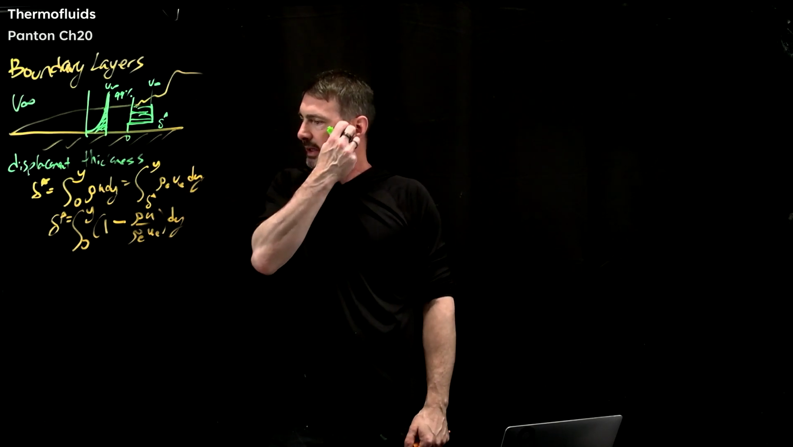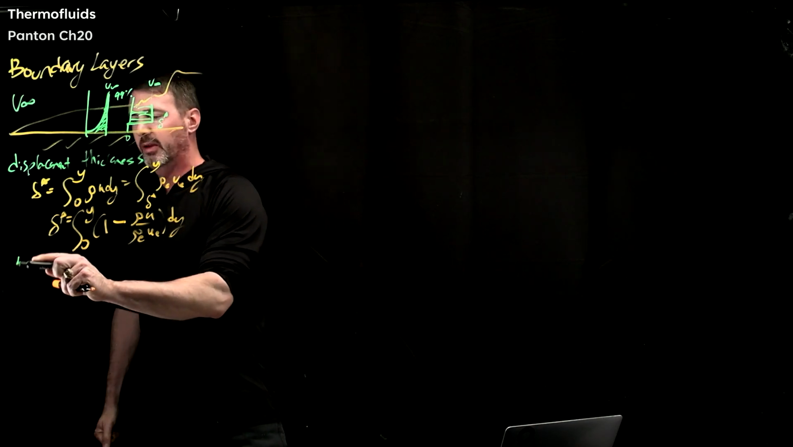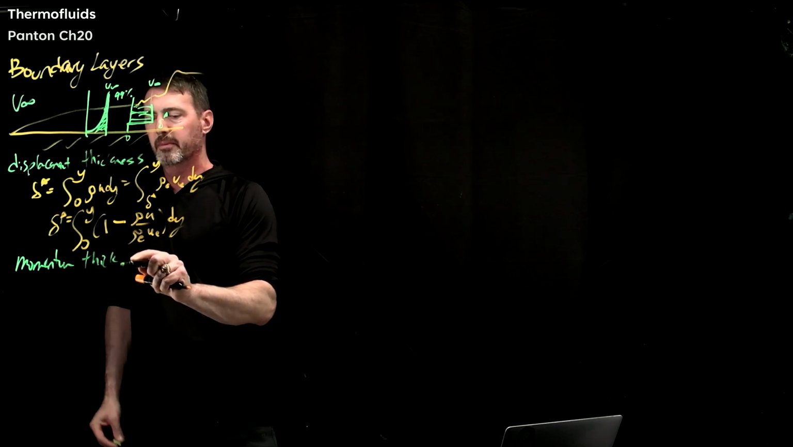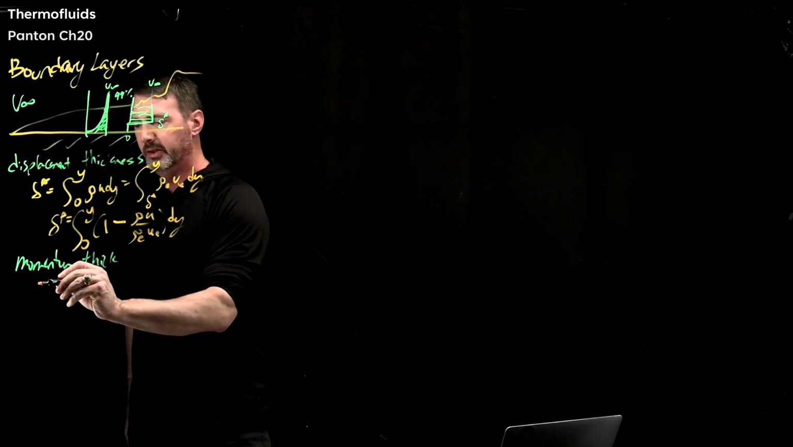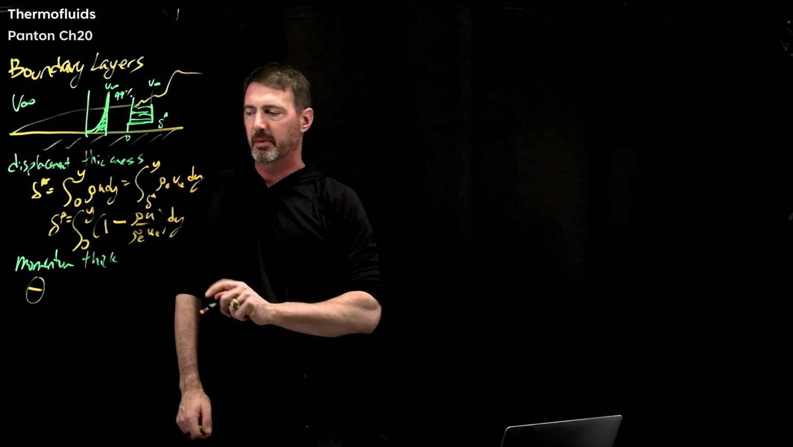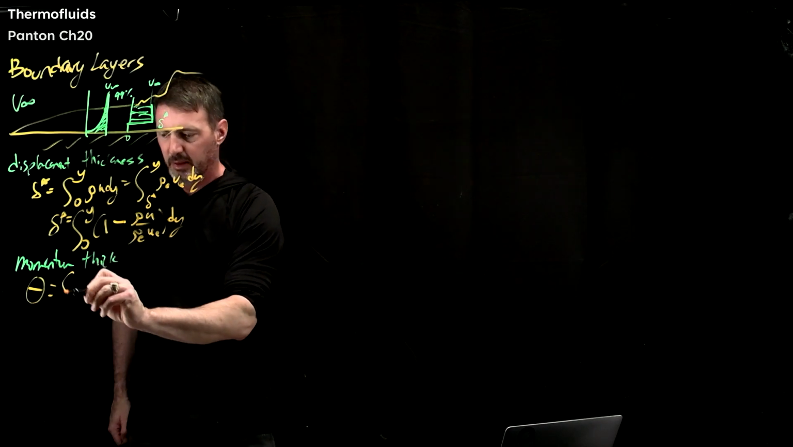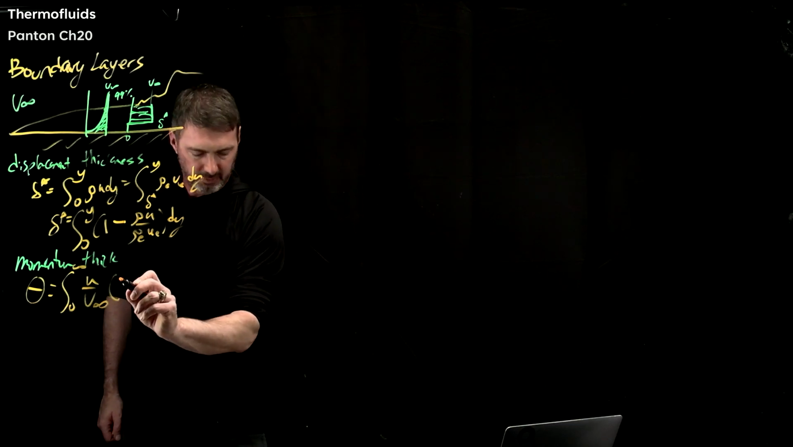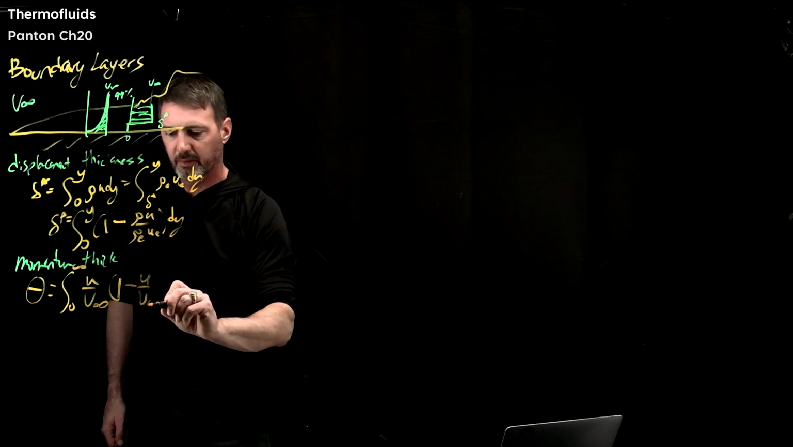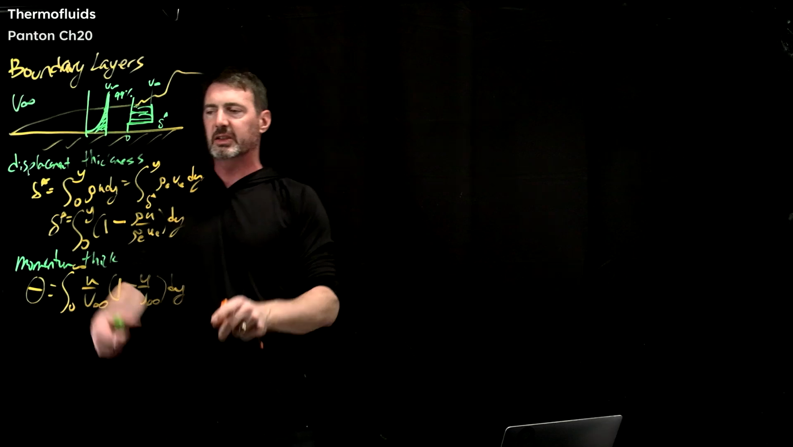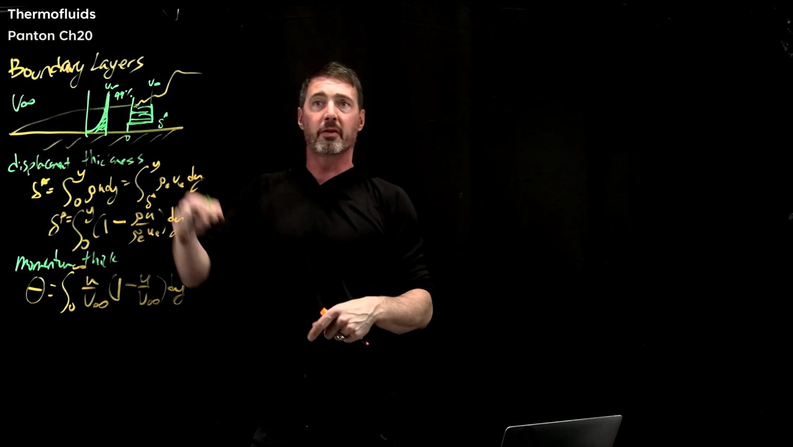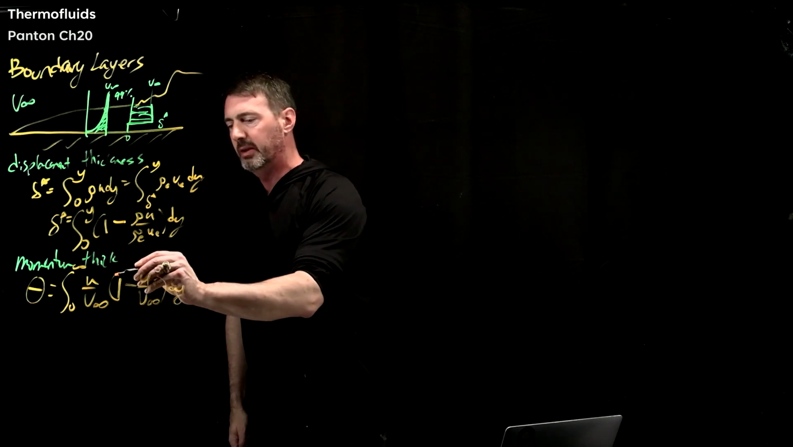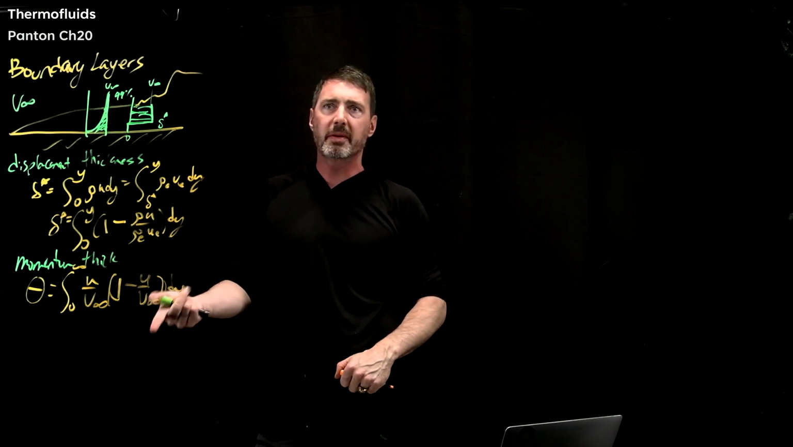You can do the same sort of thing and call it momentum thickness. Momentum thickness we usually describe with a theta, and that would be an integral, again from 0 to infinity, of u over u infinity times 1 minus u over u infinity, dy. It's built the same way as above, where you just say it's a deficit of momentum. So it's a rho u squared, and then you can solve for that, and this is what you end up getting. So momentum thickness is nice.